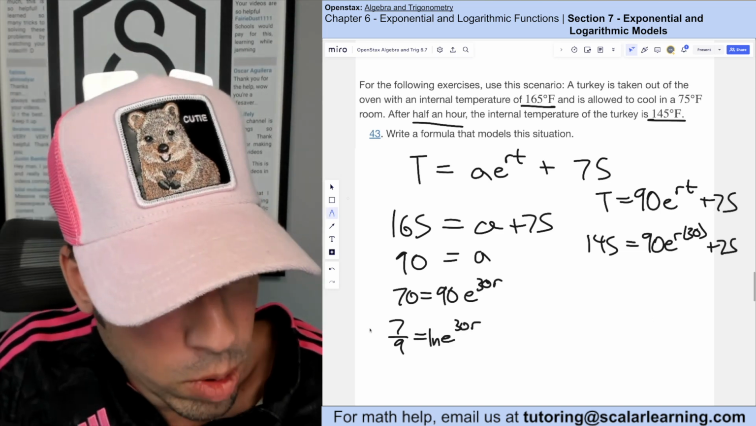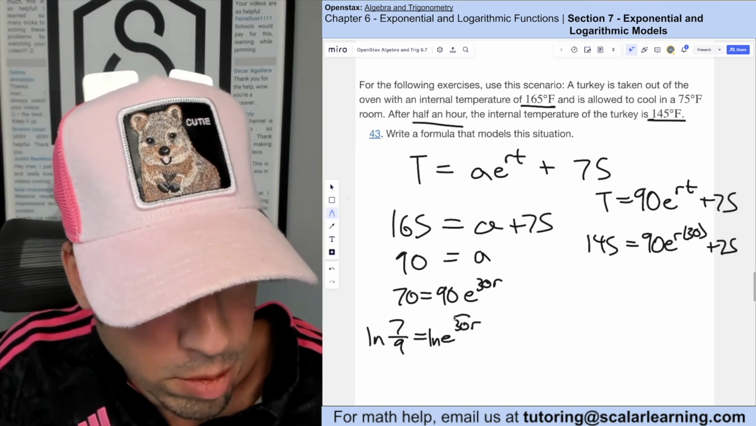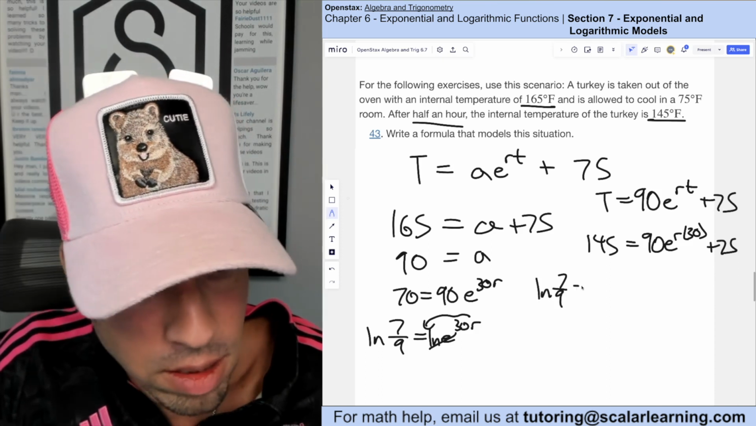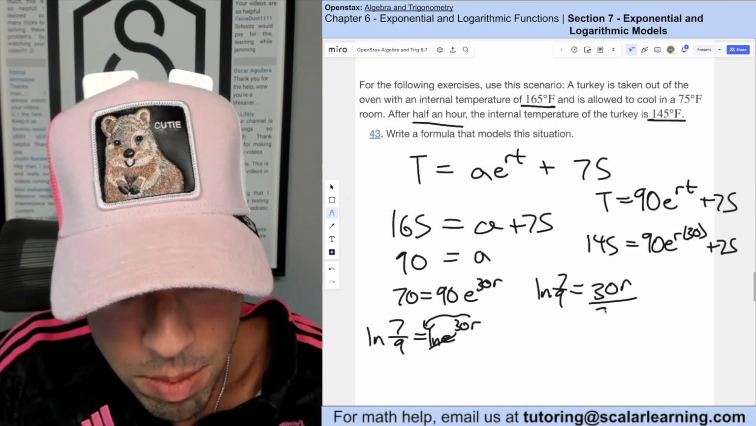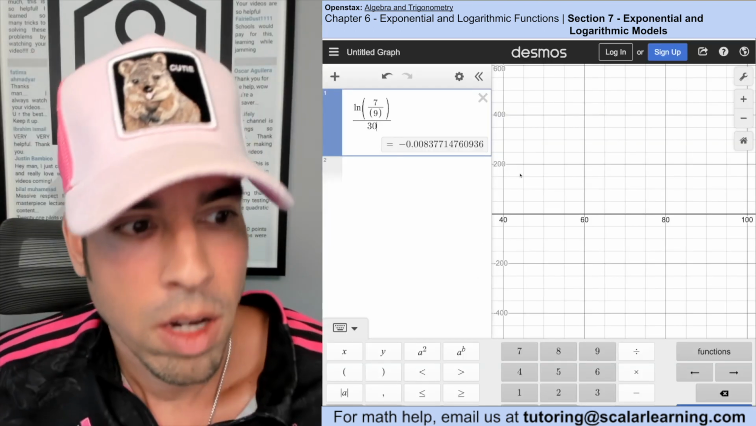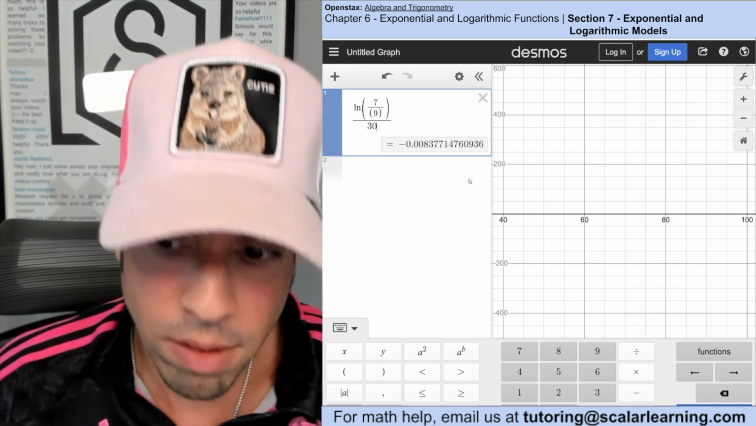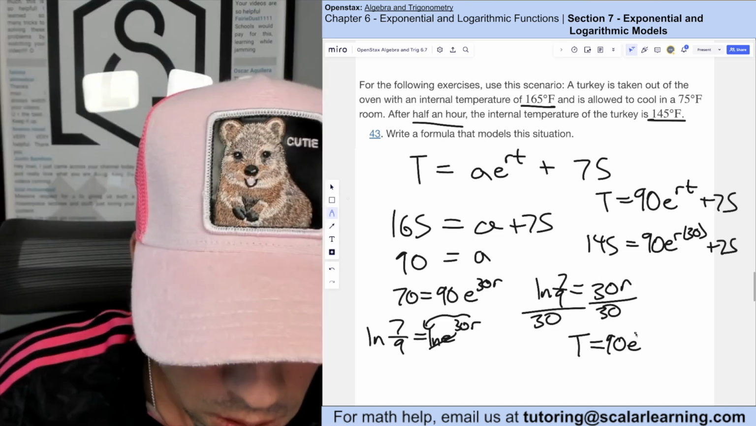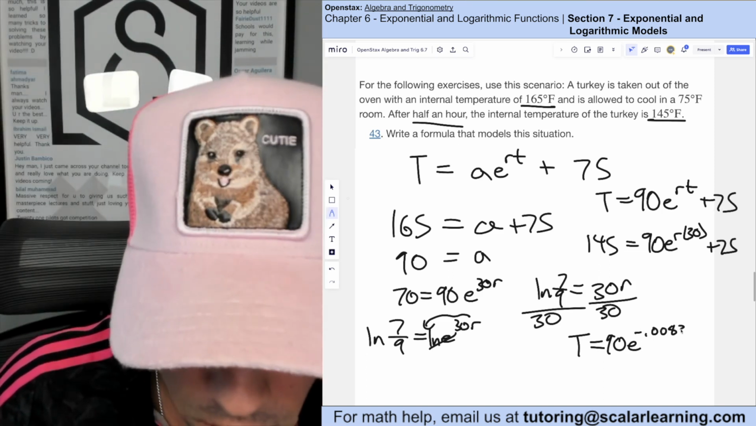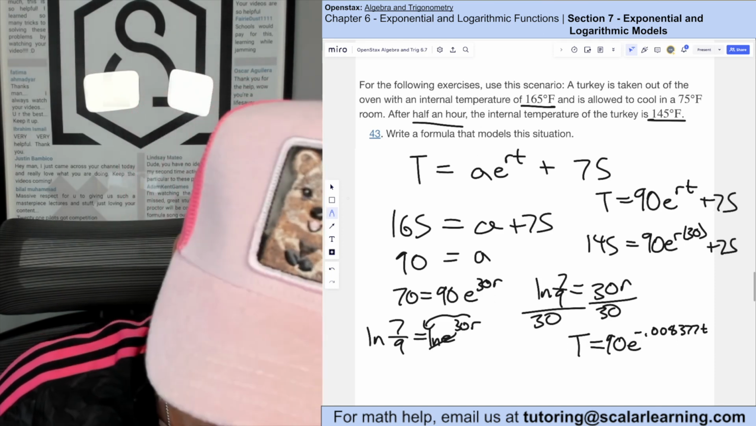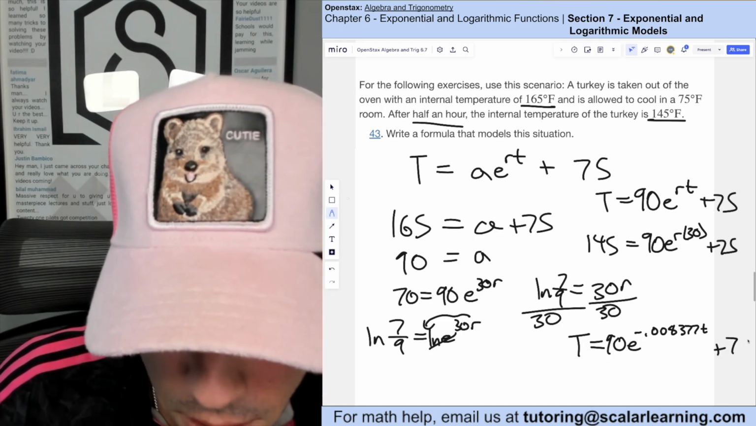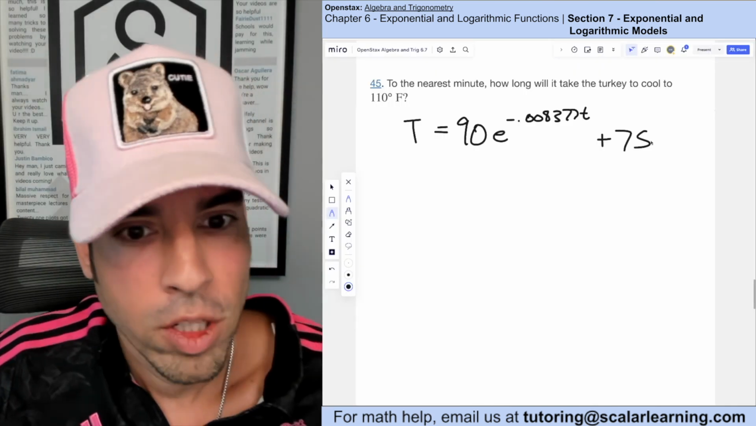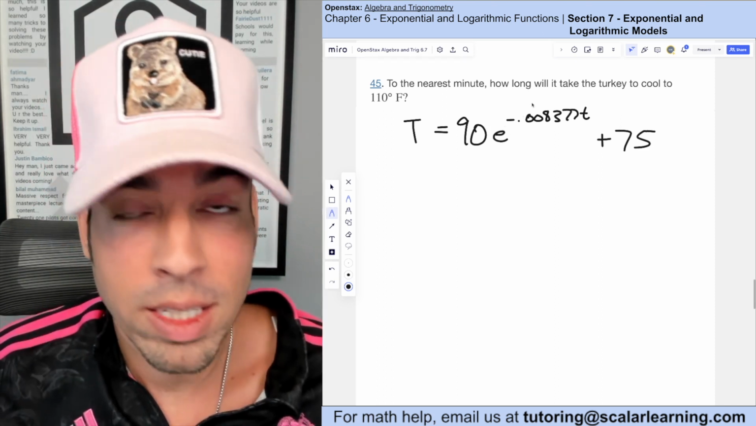Now we're going to take natural log of both sides because we're trying to bring that exponent down. This allows me to bring it down as a coefficient, and ln of e is 1. So now I have ln of 7/9 equals 30r. Last step, divide by 30, and we're going to approximate using a calculator. And for r, we get negative 0.008377. So now we have our final equation where the temperature equals 90e to the negative 0.008377 times t in minutes, plus that last 75 like we have up here. And here is your equation. Boom, done.